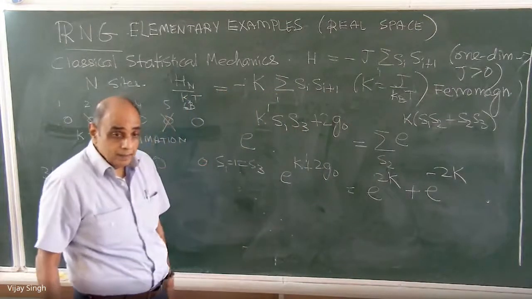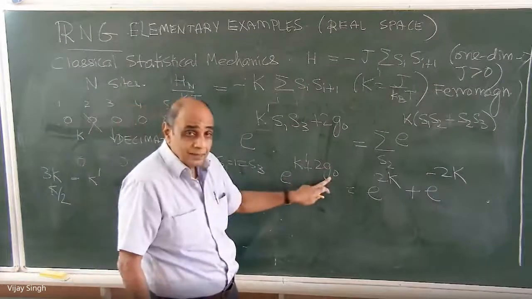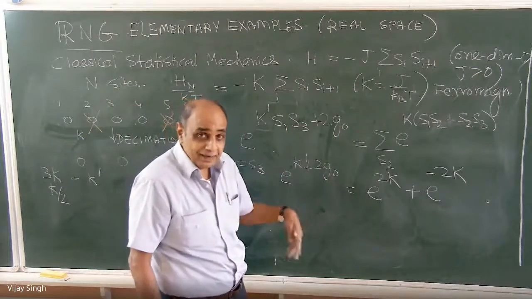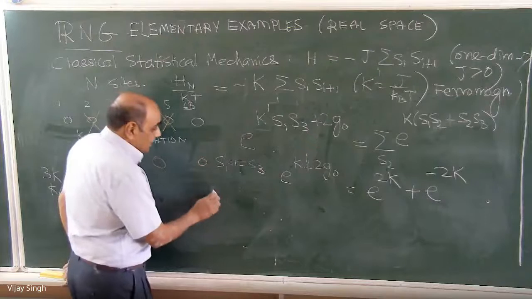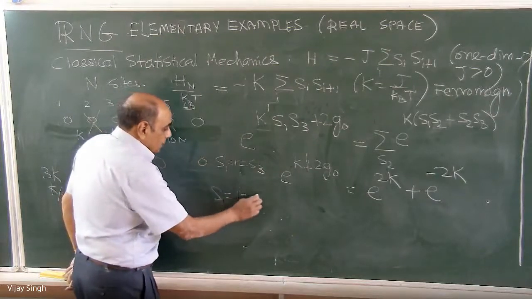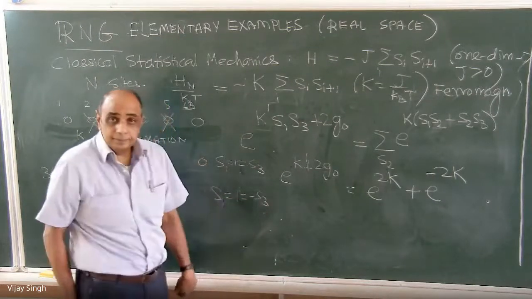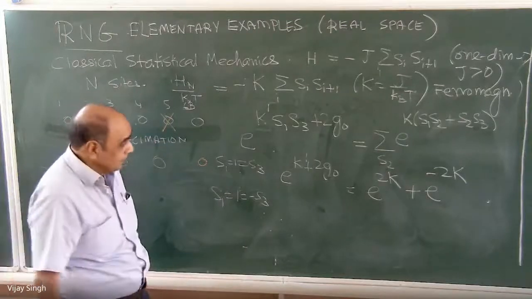Step 1 is now, since I have 2 unknowns here, I have 2 equations. The second equation is easily generated by taking S1 is equal to 1 is equal to minus S3. S1 and S3 are opposite signs. What would this become?